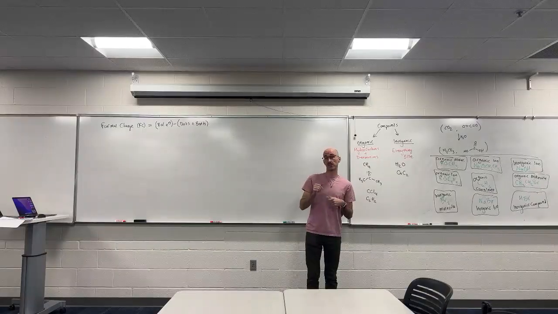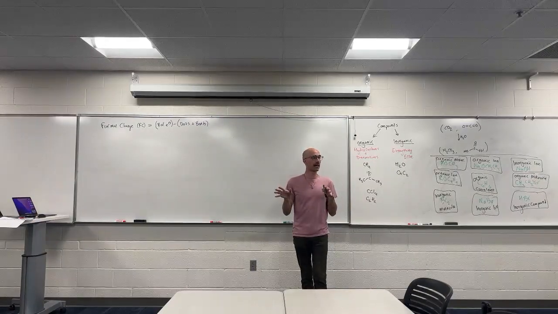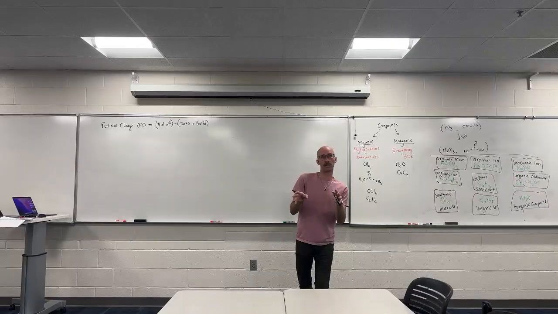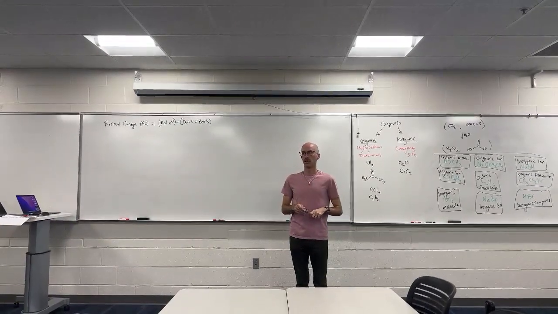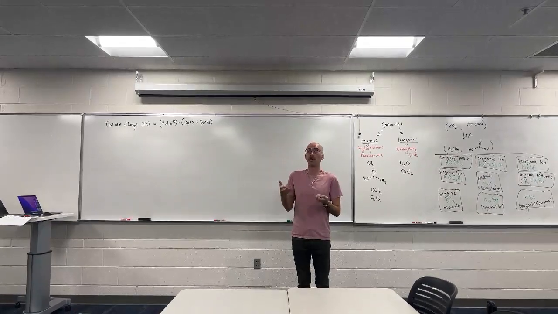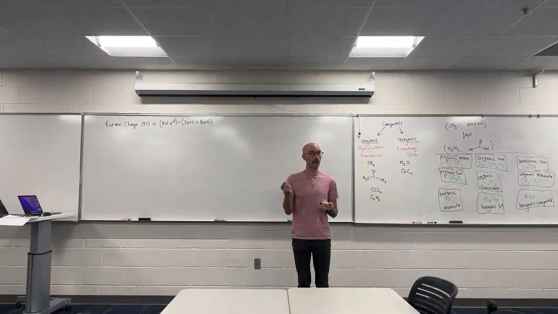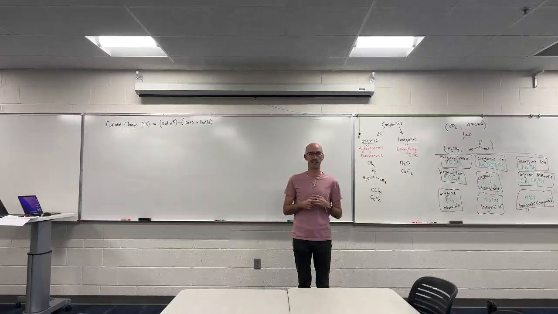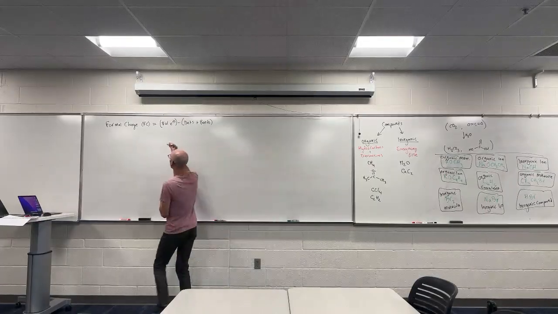So some textbooks will say the formal charge is valence electrons minus non-bonding electrons plus half of the bonding electrons. Well, half of the bonding electrons is the number of bonds. 2 electrons to a bond, so you just count the bonds. You don't have to divide by 2. So this is our equation for formal charge.